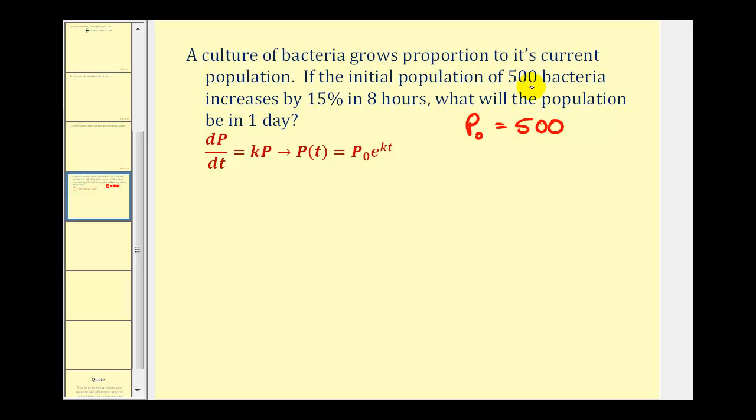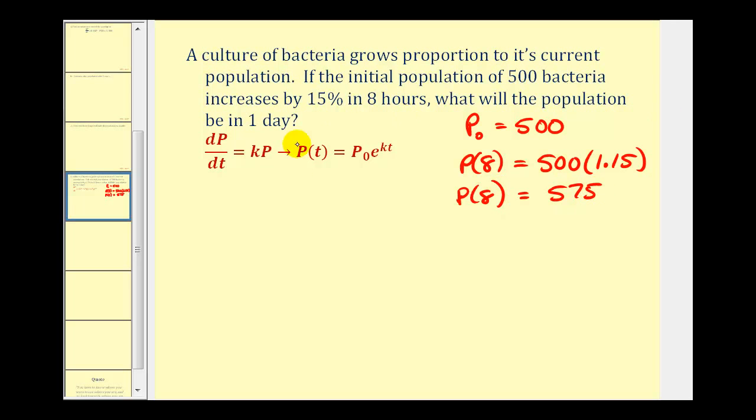Next, the population increases by 15% in 8 hours, so that means P(8) is going to be 500 plus an increase of 15%, so that would be 500 times 1.15. The 1 represents the initial 500, the 0.15 represents the increase of 15%. And this product is equal to 575. So P(8) is equal to 575.